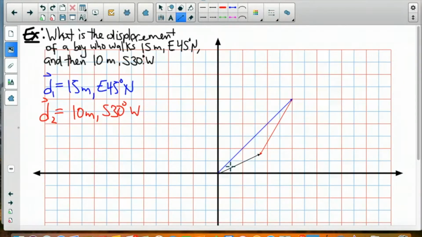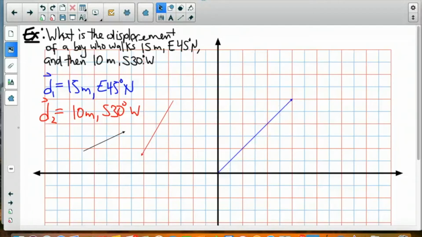Okay, but we want to find that algebraically. So the way that we're going to do that is just in the method that we just showed. So I'm going to break each vector into its x and y components, and then add those x components to each other and add the y components together to get a new vector. Okay, so I can essentially just move everything out of my way that I don't need, and I'll just start with D1.